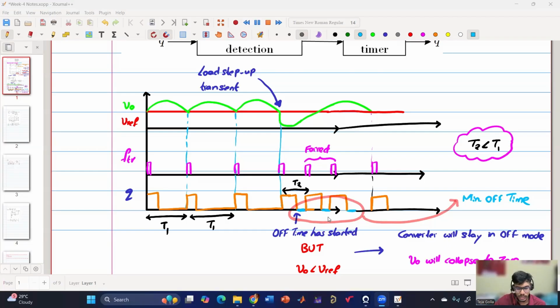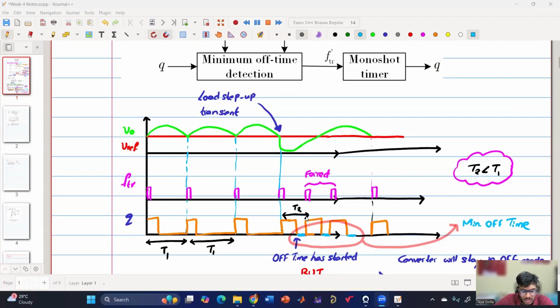Yes, that's a very good point. I'll just get to it. So whenever there is a load step up transient, this issue will come. I will show by drawing the picture clearly. Thanks for raising that issue. So he has pointed out one limitation. I'll explain in a few minutes.